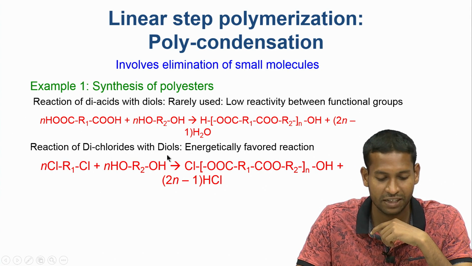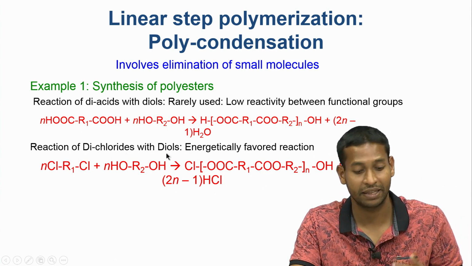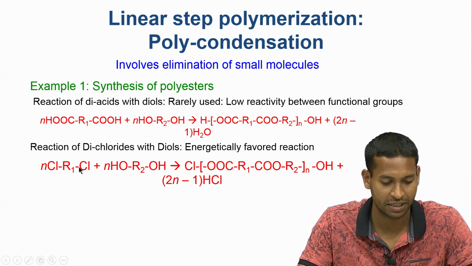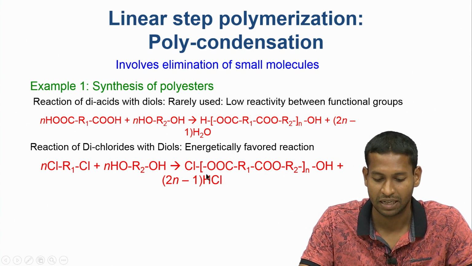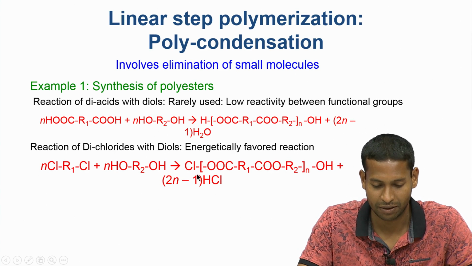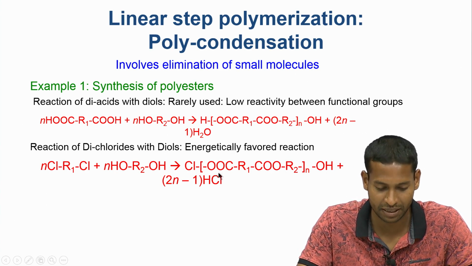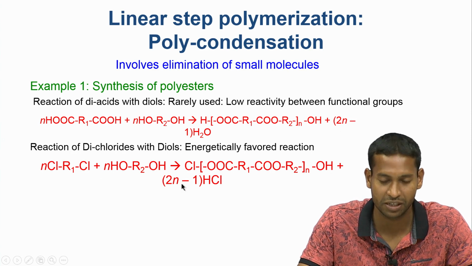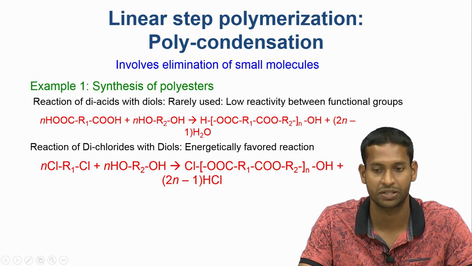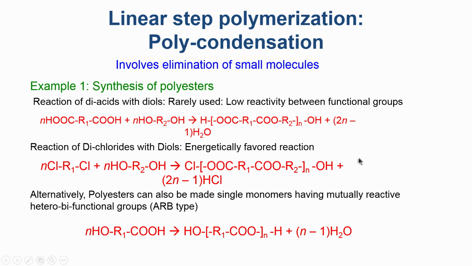Another reaction is dichlorides with dialcohols. This is more energetically favorable because chloride is a good reactive group, and so you will essentially get a very efficient reaction in such cases. But as it is a polycondensation reaction, you will have a small HCl molecule being released. Alternatively, polyesters can also be made from single monomers. So, it does not have to be two different monomers; you can have a single monomer containing both the hydroxyl as well as the carboxyl group, and then they can react within the same monomers to form a polymer.